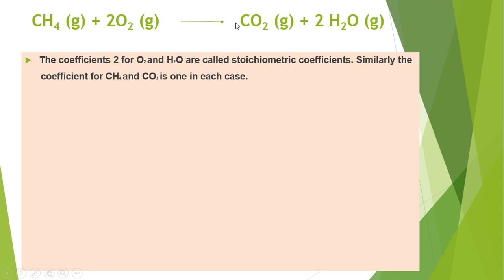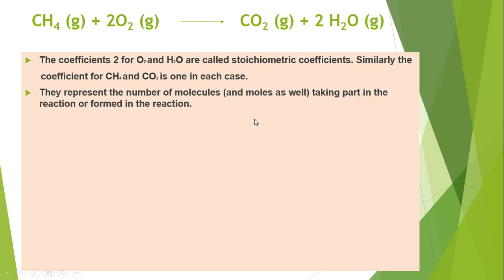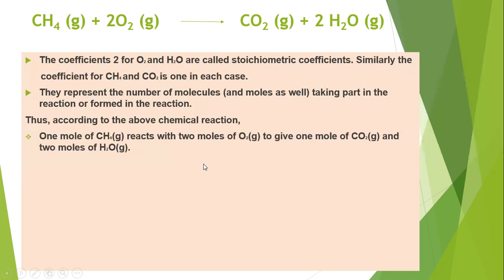So the stoichiometric coefficient for these two are 1. So this is how we are reading the reaction. They represent the number of molecules which take part in the reaction or form in the reaction. Whatever the coefficient is there, it represents the number of molecules taking part in the reaction. Thus, according to this reaction, we can say the reaction as 1 mole of methane reacts with 2 mole of oxygen to give 1 mole of carbon dioxide and 2 moles of water.